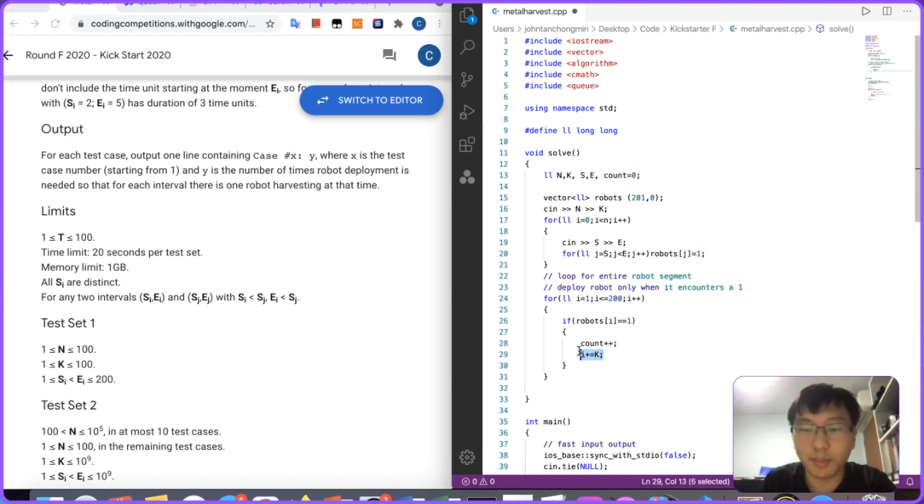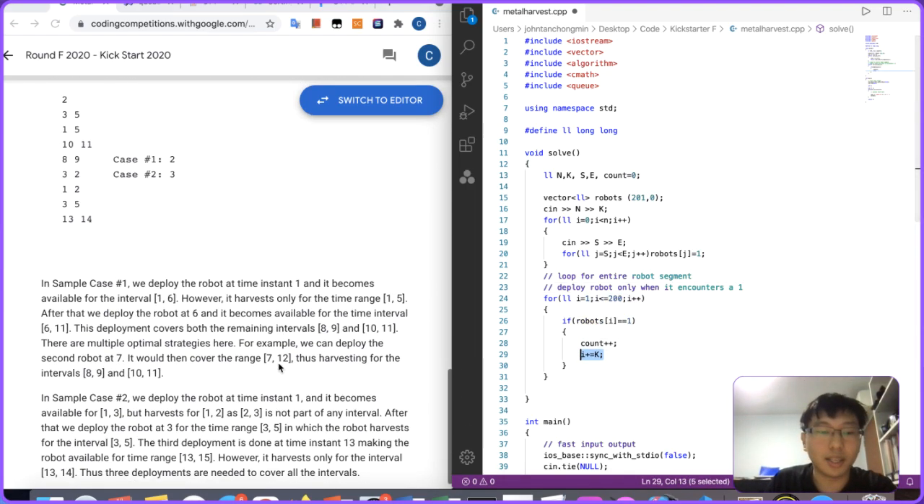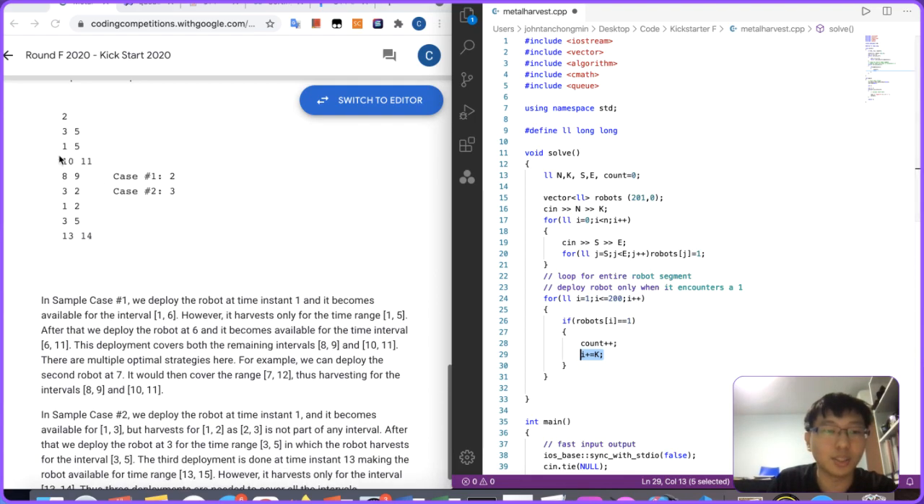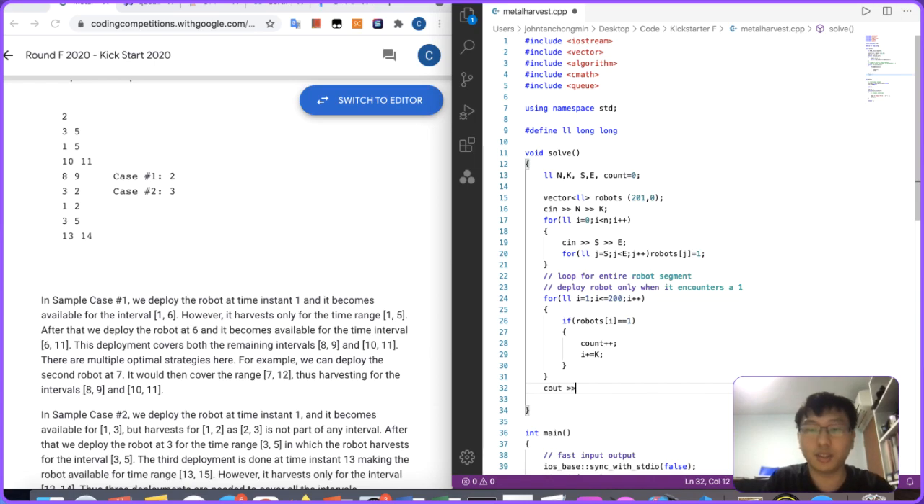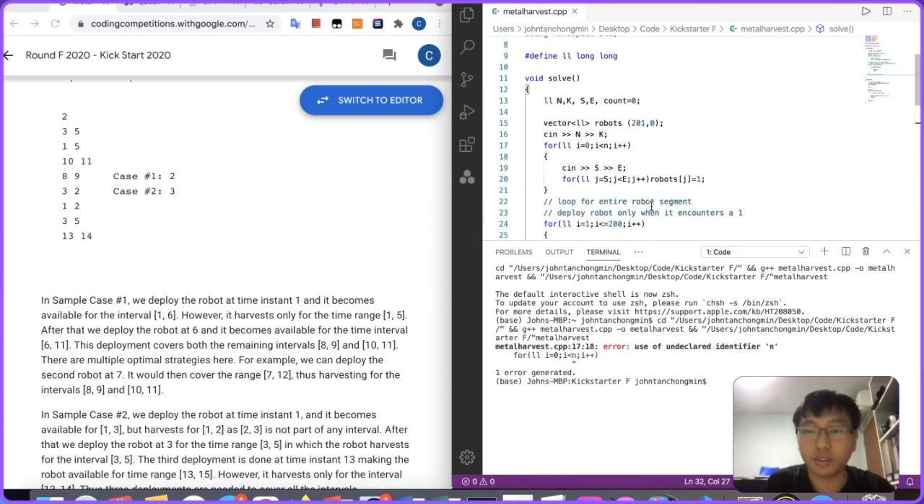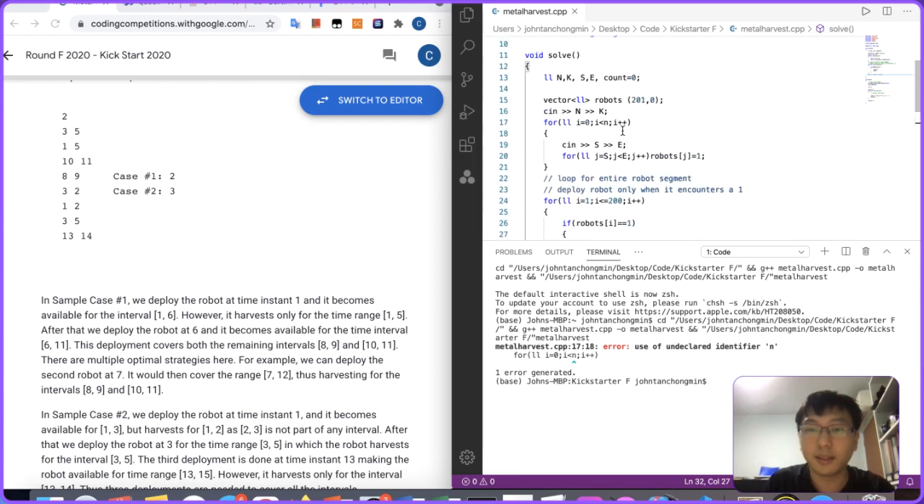We then increase the segment by k. So if at one it encounters the segment one, it straight away jumps to six. Then at six, it checks again whether there will be anything. If it's a zero, then we just continue. At the end, we just need to see our counts. I think this should solve test set one. Error: undefined n. So it's a big N instead of a small n.